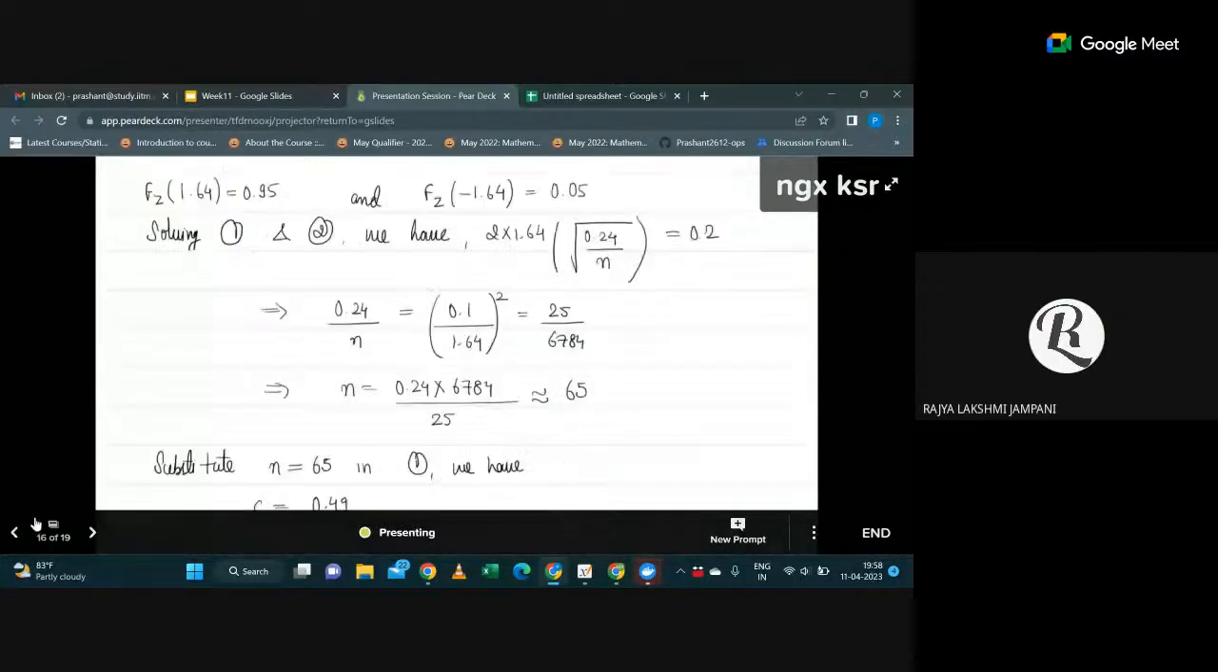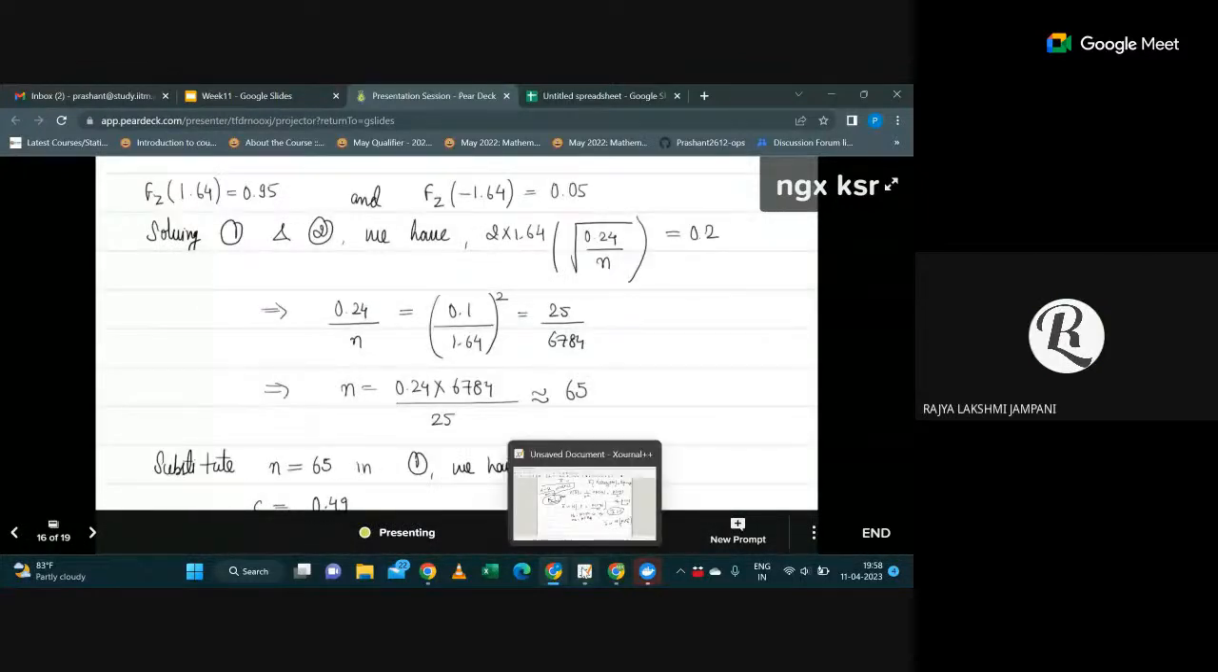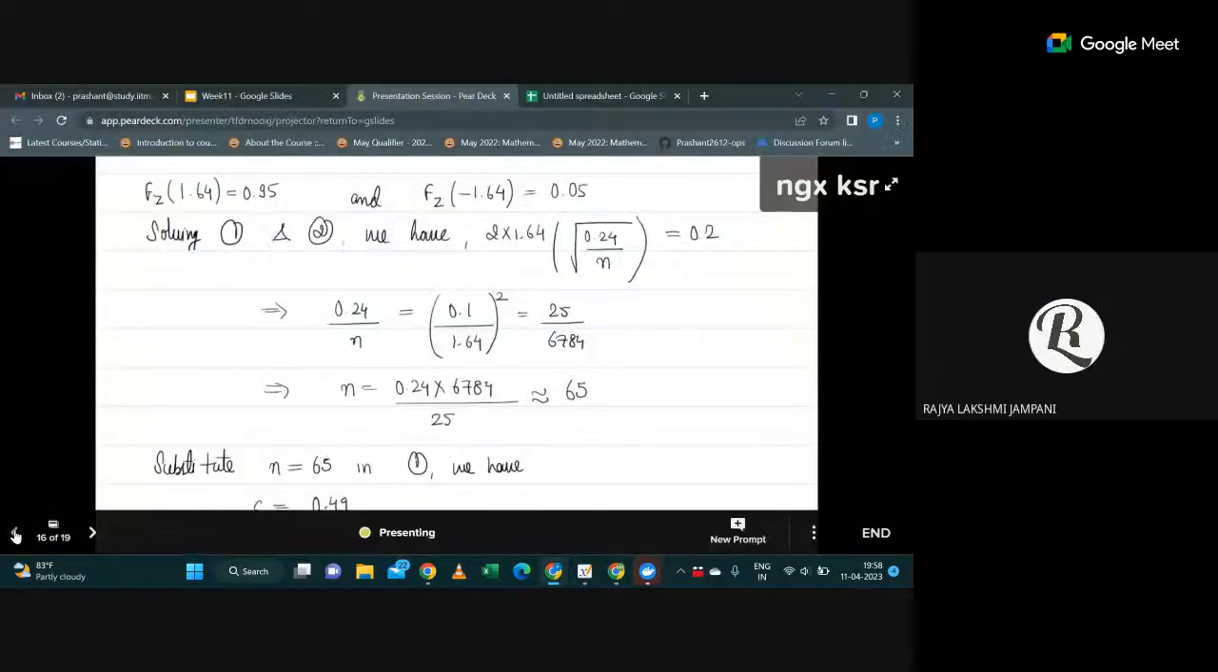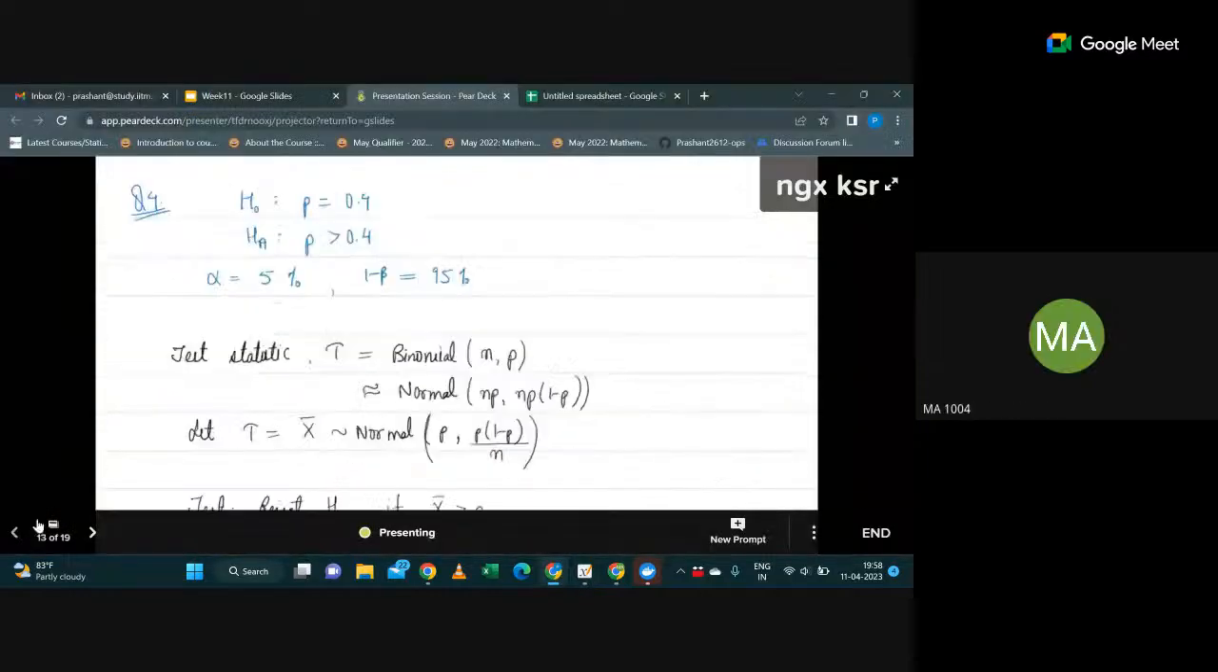Here, what do we say about the test statistic? Is it x bar or is it p? Yeah, here we are considering x bar, right? Because we are considering the mean proportion. Proportion is p, right? Yeah, proportion is p, but what is the mean of the x bar? Is it p?